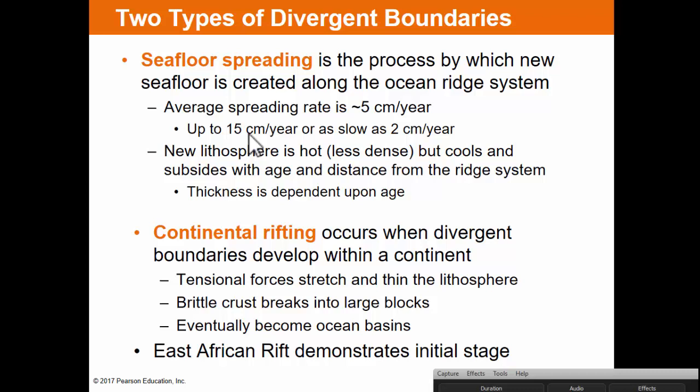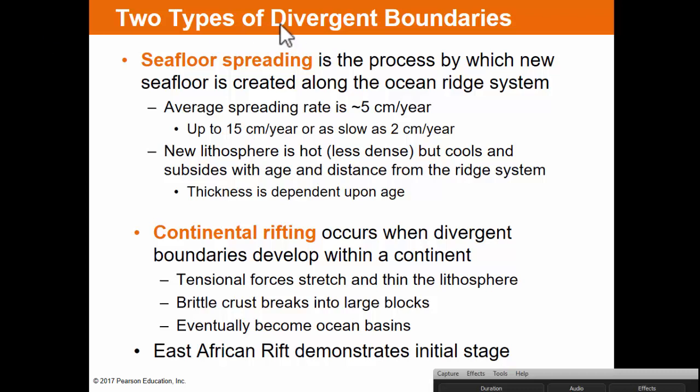New lithosphere is hot, it's less dense, but it cools and subsides with age and distance from the ridge system. So that new lithosphere is hot, and as it moves away from the central ridge, it will get cooler and cooler and cooler. But not only does the lithosphere get cool, the asthenosphere below it gets cool, and it all sort of thickens up and hardens. So the thickness of that is going to depend on its age.